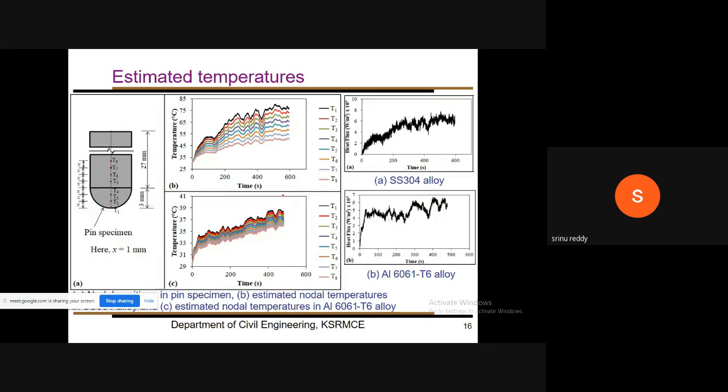From those heat flux values, we can find out the temperatures at different nodes, first node, second node, all the nodes. All the nodes means something like at the first 1 mm, second mm, third mm, from the contact surface. These are the calculated temperatures. They are not measured temperatures, but they are for two different materials and heat flux values.